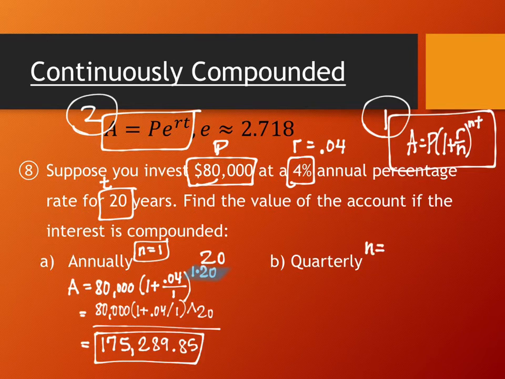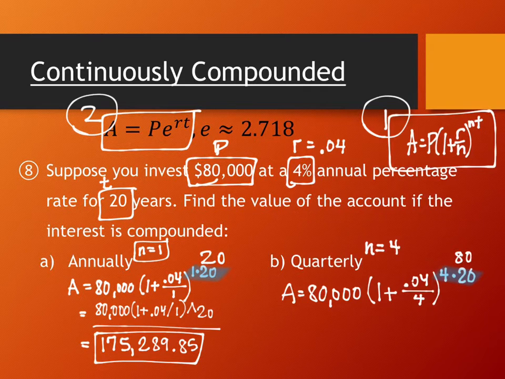Quarterly means that I'm using, again, the first equation because it doesn't say continually. What is my n if it's quarterly? 4. So I have much the same as what I had before. I have my 80,000. I have 1 plus r, which is 0.04, but now I'm dividing by 4 because n is 4. And I'm raising to the exponent 4 times 20. Again, I'm not going to type 4 times 20 in my calculator unless you put it in parentheses. I can do 4 times 20 pretty quickly. It's 80, so my exponent is simply 80 instead.